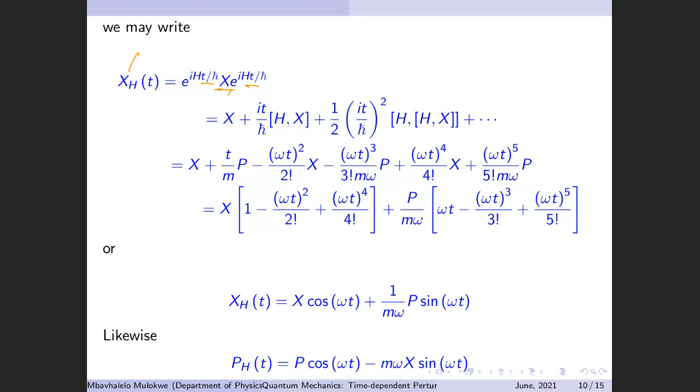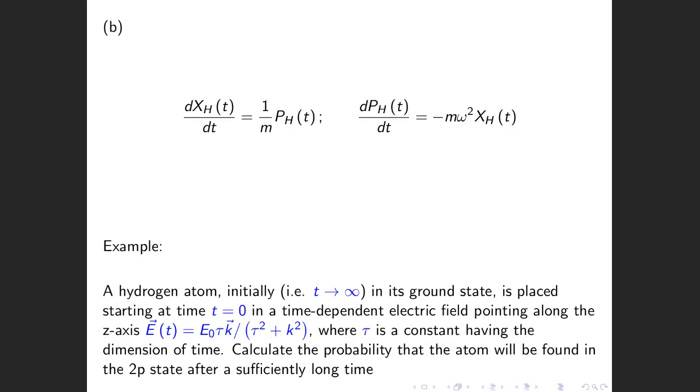If you plug everything in, you end up with the operator x in the Heisenberg representation given there, and p you had already computed on the previous page. Once you start grouping your terms, you can recognize that this is just cos omega t and the other one will be sine. Similarly, if you do it for p, then the equations of motion can be shown to be given by that.